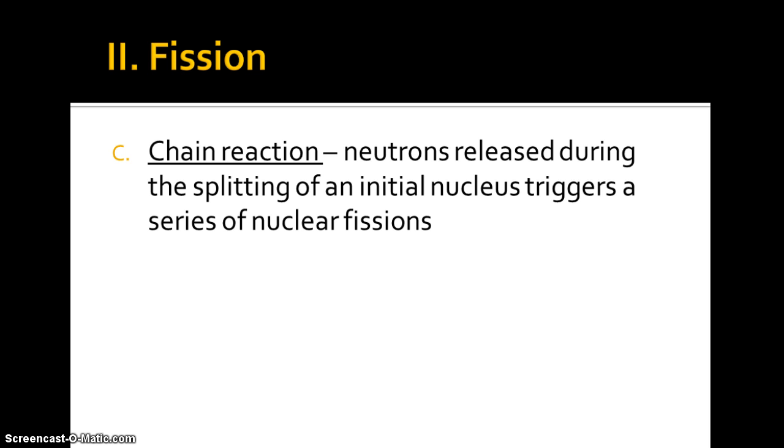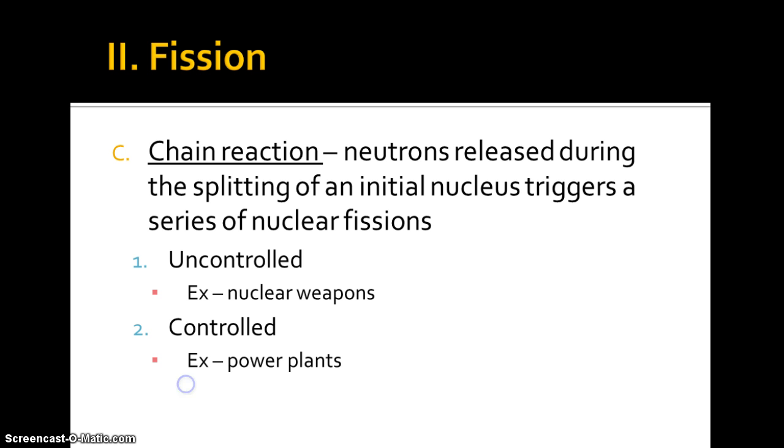More about fission. A chain reaction. Chain reactions occur when neutrons are released during the splitting of an initial nucleus and trigger a series of nuclear fissions. So when you split the nuclei, some neutrons will come out, and then those neutrons will hit more nuclei, which will cause those nuclei to split, and then it will continue on, and it's called a chain reaction. There are two different types of chain reactions that you can have. You can have an uncontrolled chain reaction, which is nuclear weapons, or you can have a controlled chain reaction that is found in power plants. So nuclear power plants use fission.